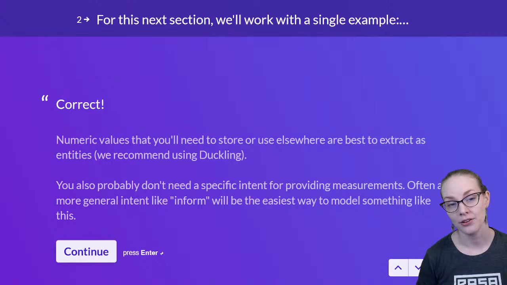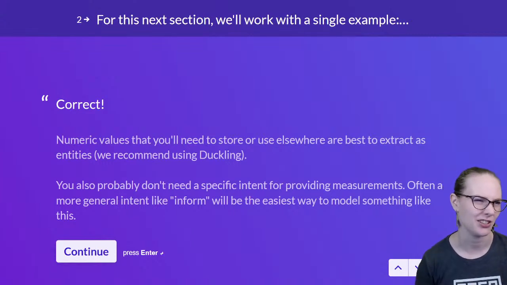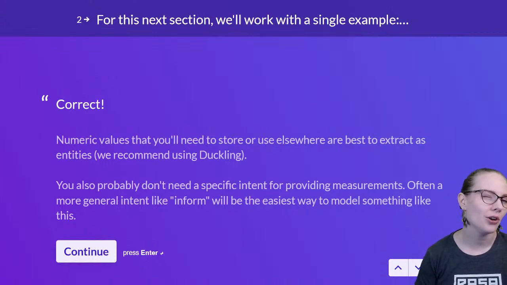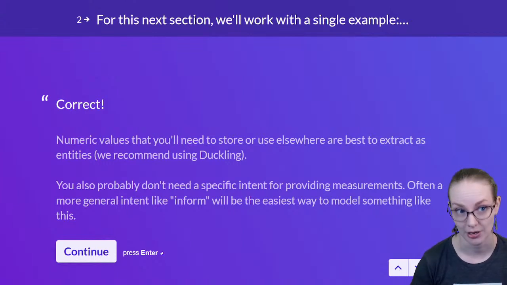If it is a numeric value, something like measurement in inches, I'd recommend using duckling to do that extraction. Again, it's just faster, it's just easier. And also something to think about is you might not need an intent specifically for providing measurements.